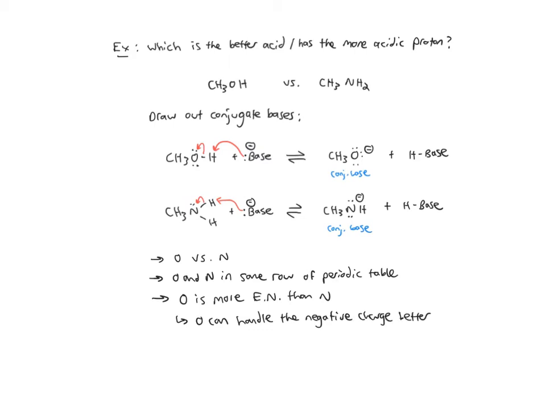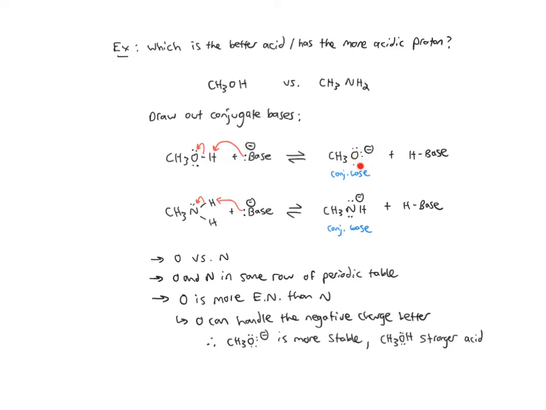So what that's going to mean is that the conjugate base with the oxygen is more stable, and that means that the acid that that conjugate base came from is a stronger acid. Or in other words, the hydrogen that's attached to the oxygen is more acidic than the hydrogen that's attached to the nitrogen. And that's because of the electronegativity of that oxygen.